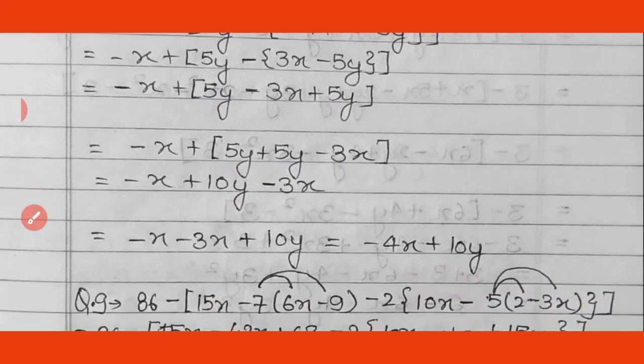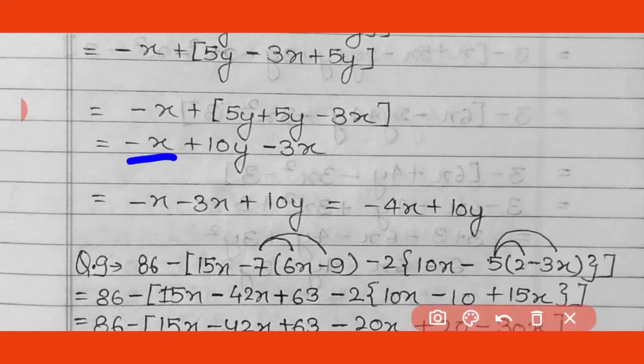So we will put together the like terms. Minus x and minus 3x are like terms, so we will put them together and 10y will remain separate. Both signs are same, so they will add. It became minus 4x plus 10y.